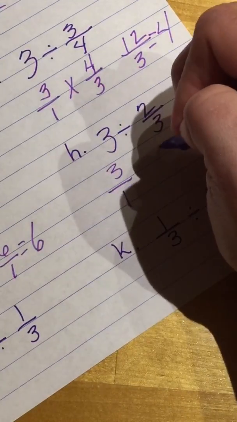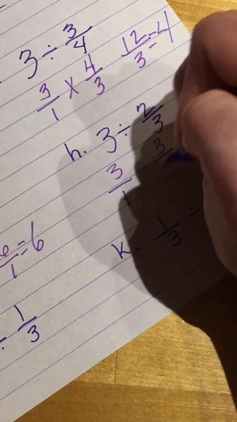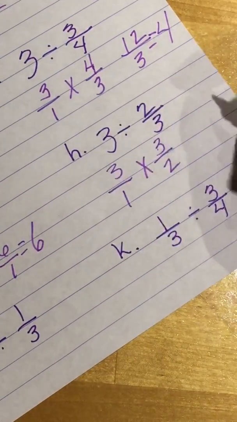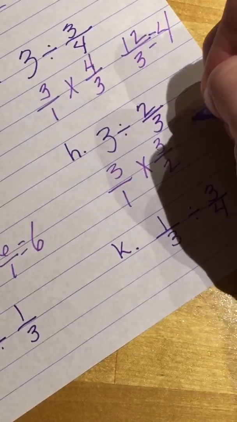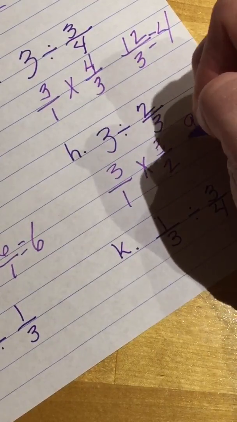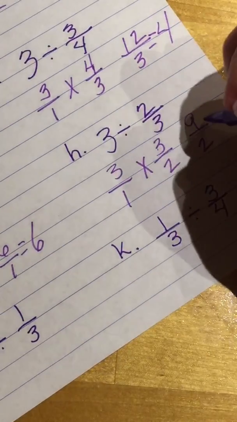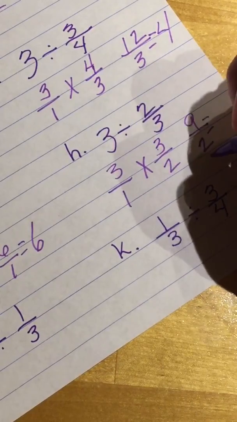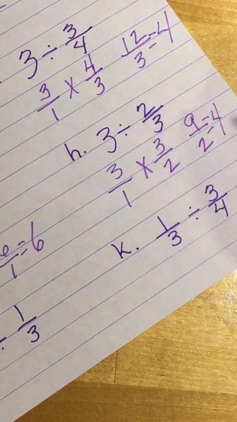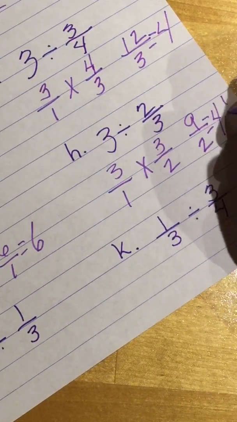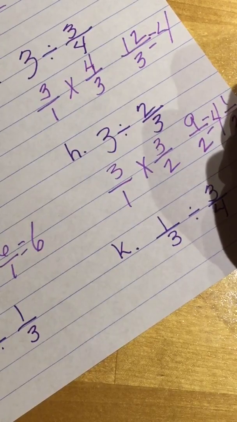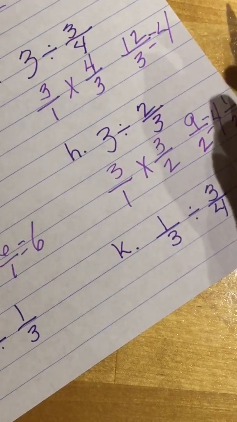Find my reciprocal of 2/3, which is 3/2. Multiply. 3 times 3 is 9. 1 times 2 is 2. Need to simplify. 2 goes into 9 4 times, right? That would be 4 1/2. All right, we're skipping to J.